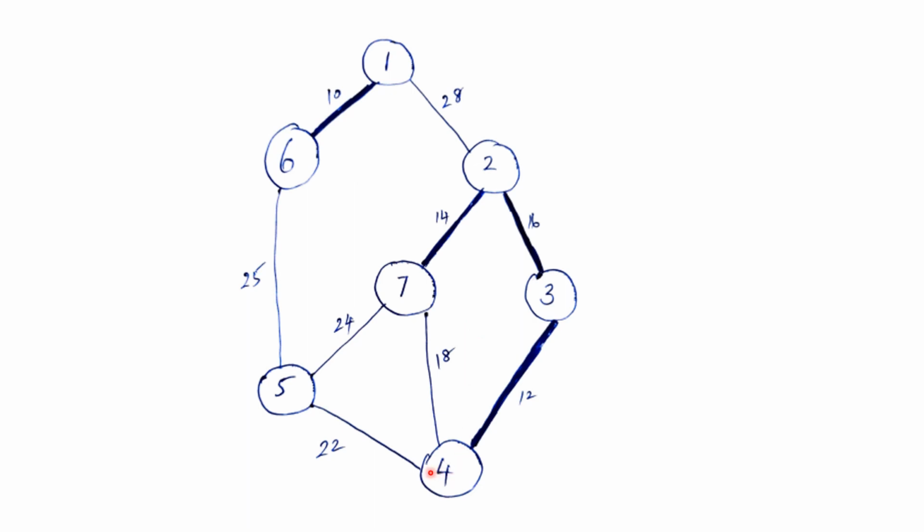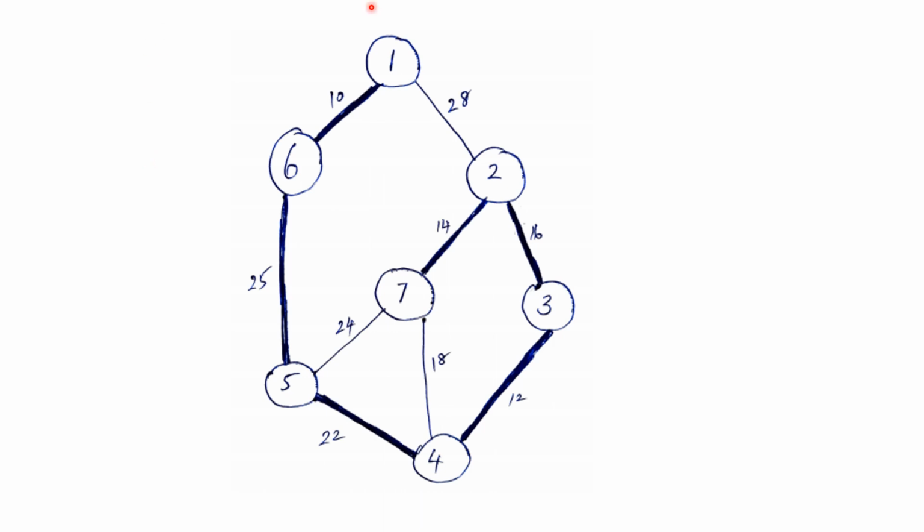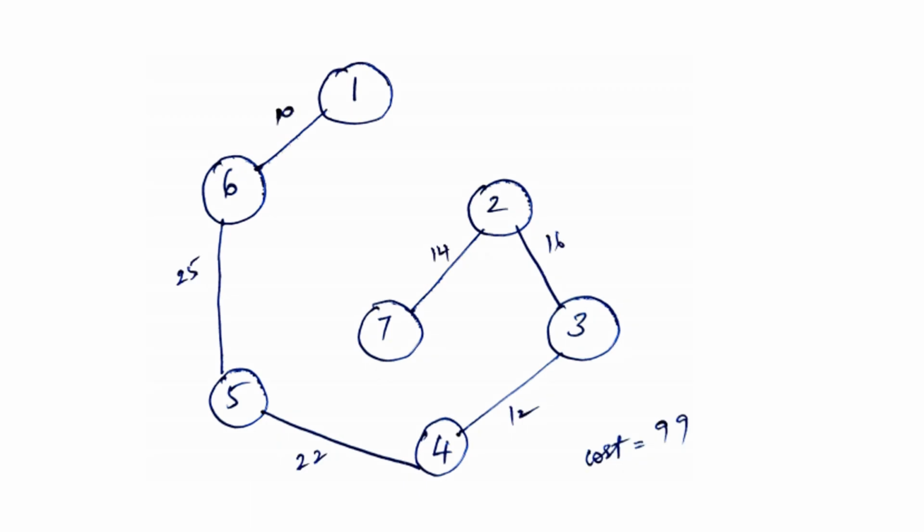Next, the minimum cost edge is 22, so let me include that. Next, the minimum cost edge is 24. If I include this 24, then it is going to form a cycle, so ignore this 24. Next, the minimum cost edge is 25, so include this 25 into the minimum spanning tree. Now all the vertices are connected: 1, 6, 5, 4, 3, 2, 7. So this is my minimum spanning tree for the given graph, and the minimum cost is 99.